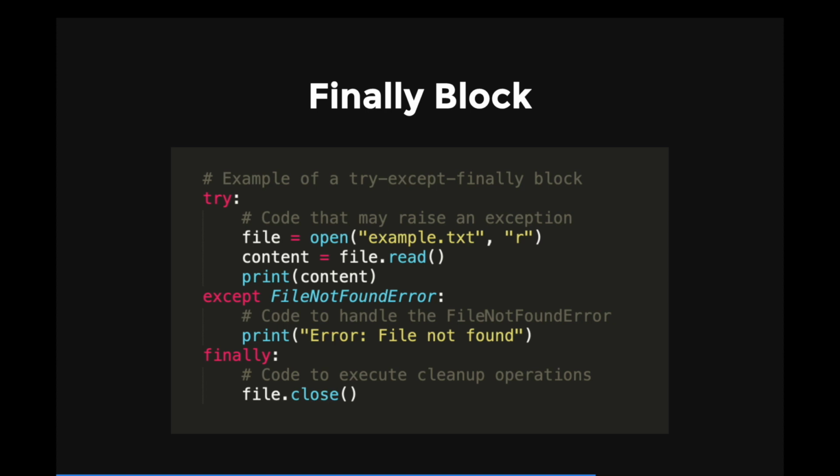Finally block. You can use a finally block to execute cleanup code regardless of whether an exception occurs. In this example, the finally block ensures that the file is properly closed even if an exception occurs while reading its contents. If you see in the finally statement at the end, you say file.close. If anything happens in between the try code and except, the file will still be closed. So you are cleaning up the resources.